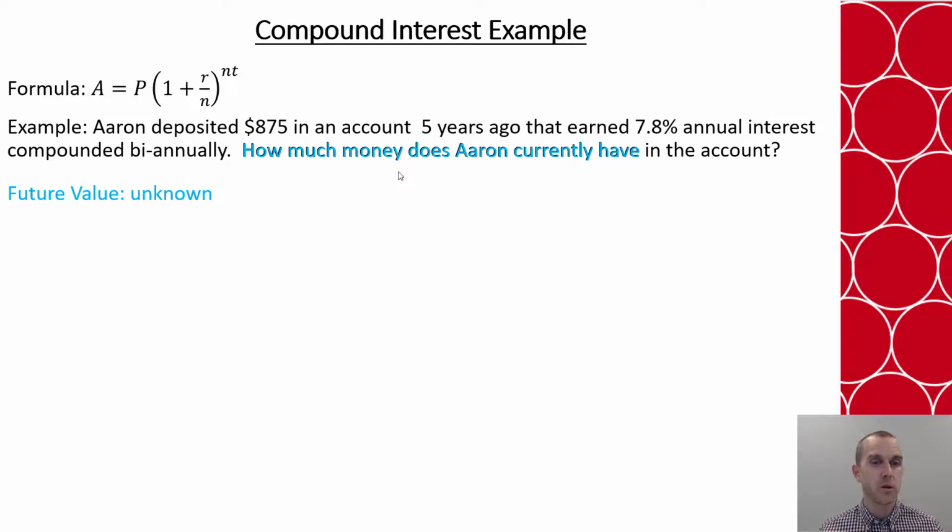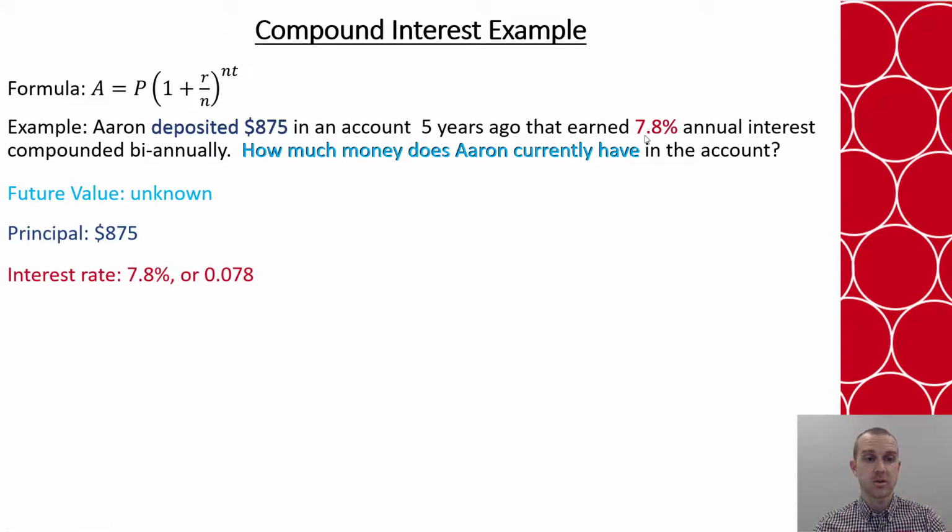It's what we don't know because everything's based on the past. Now we do know how much was originally put in the account, which was $875. We also know that the interest rate was 7.8%. That's our nominal interest rate, 78 thousandths. We know that it's an annual interest, and it started 5 years ago. So our time that we're looking at really is 5 years.